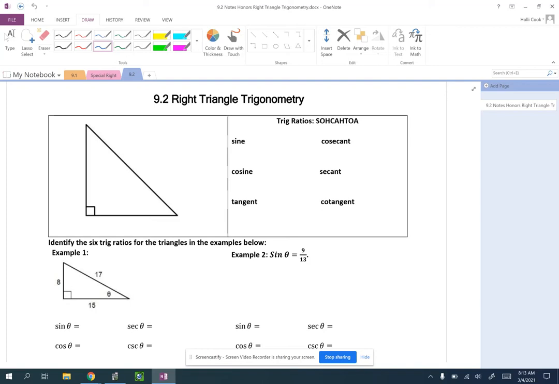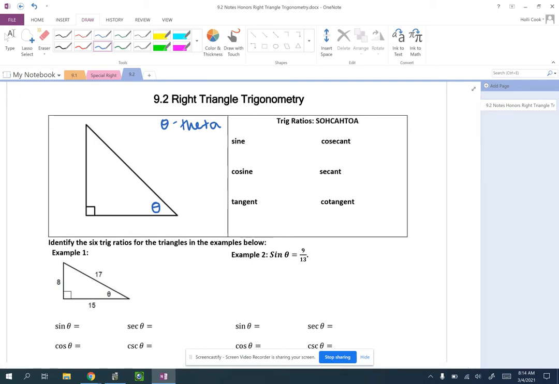Right, so in 9.2, we're going to talk about right triangle trig still, and we're going to talk about trig ratios. So these are going to be ratios between the different sides of a triangle. First, a symbol that we usually use for an angle is a theta. Okay, theta is how you say that. It's just from the Greek alphabet.